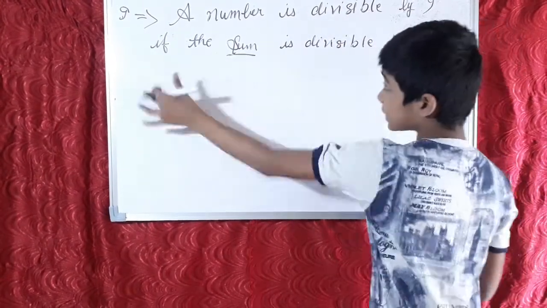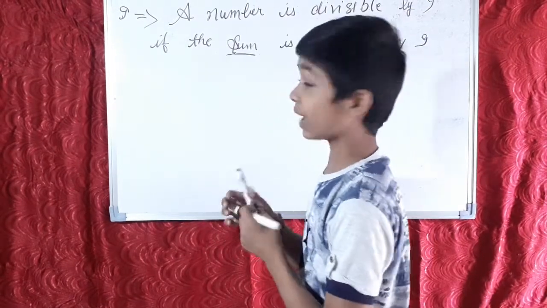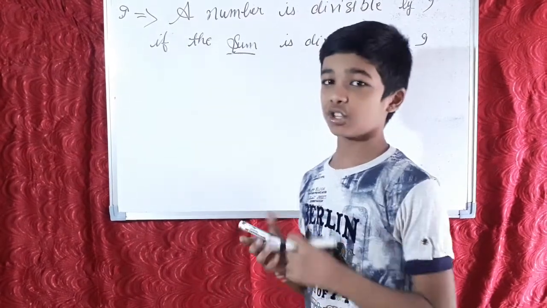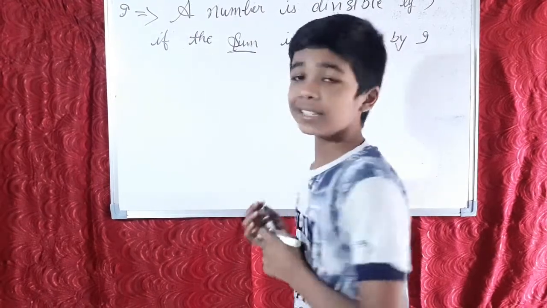Okay. This is our statement. What is the divisibility test of 9? A number is divisible by 9 if the sum of its digits is also divisible by 9. So we are going to see one example.